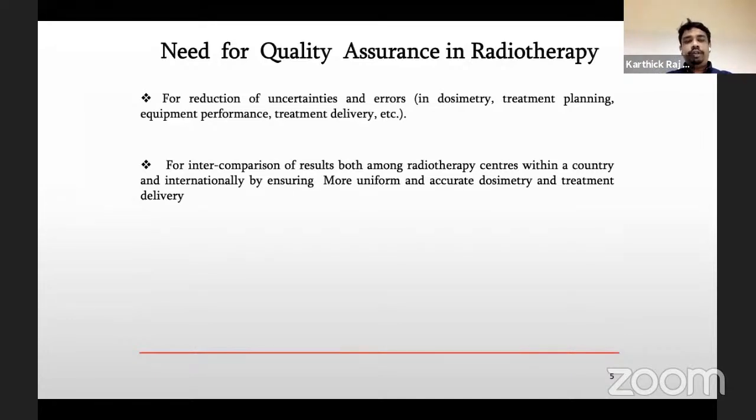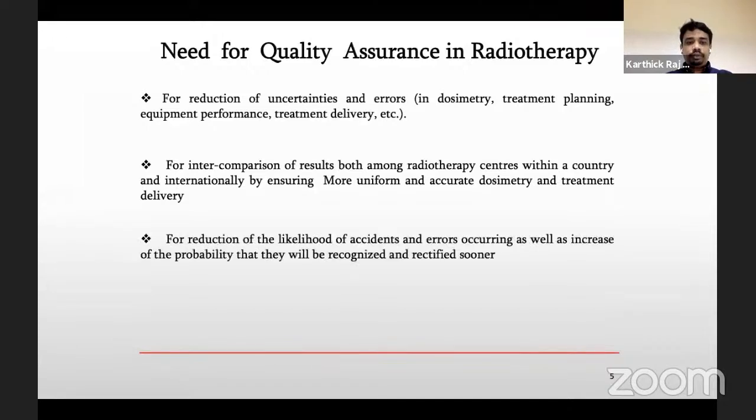Okay, I want to deliver a 50 grade to a cervix patient. If I deliver in India or if I deliver in US, it has to be 50 grade. So all this quality assurance and tolerance limits came just to establish that we treat everyone the same, whatever the mission you have, whatever the country you are treating. We need to have an inter-comparison of results, of what you want to achieve.